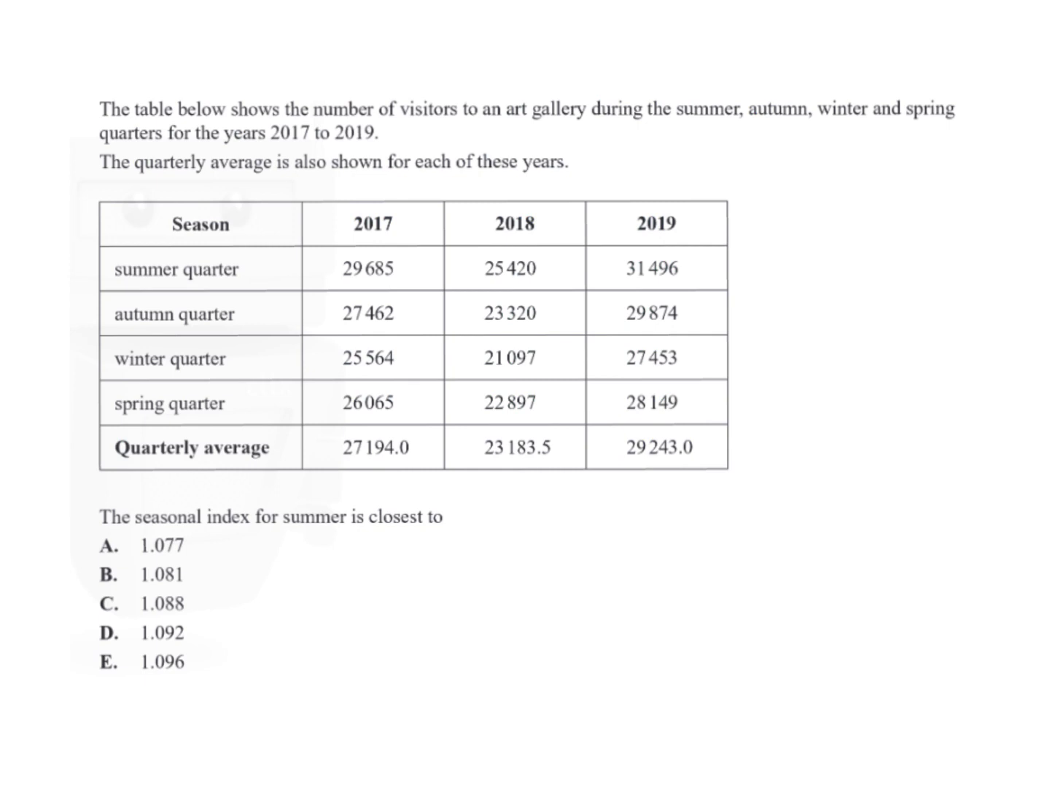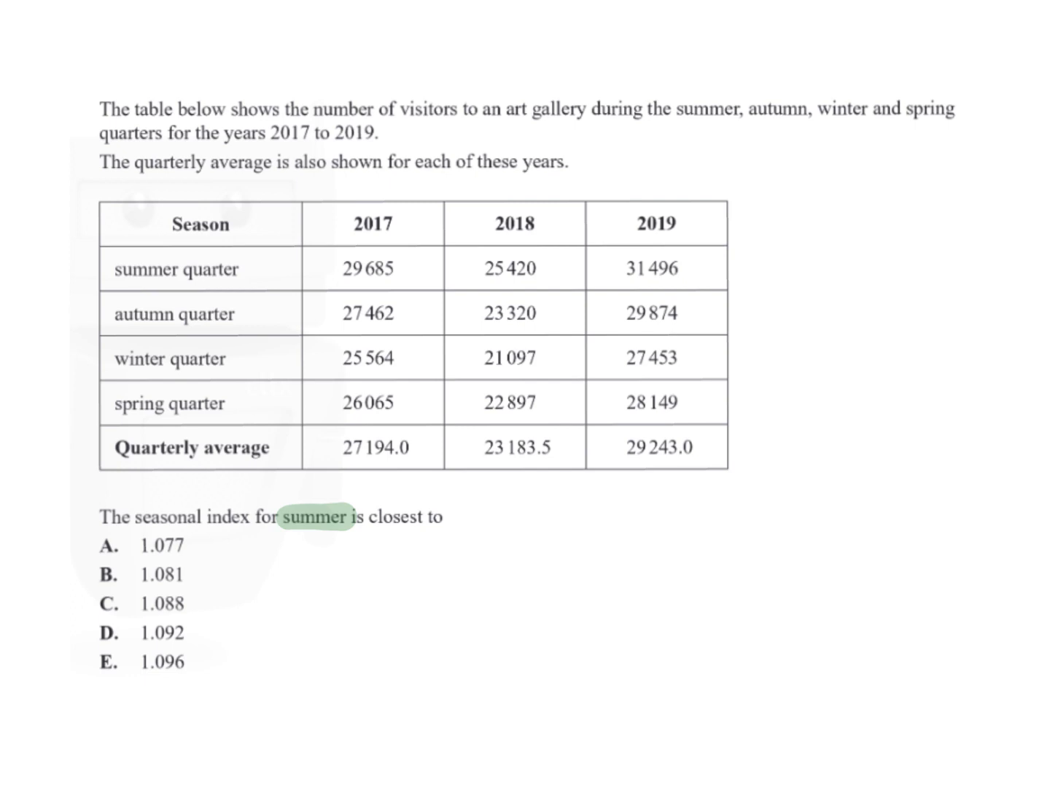Let's have a read. It says, the table below shows the number of visitors in an art gallery during summer, autumn, winter, spring quarters for the years of 2017 to 2019. The quarter average is shown for all these years. The seasonal index for summer is closest to. So this one, we've got to work out summer. For every summer, the 3 years of summer, you have to find the seasonal index, and then you have to average it out, yeah?